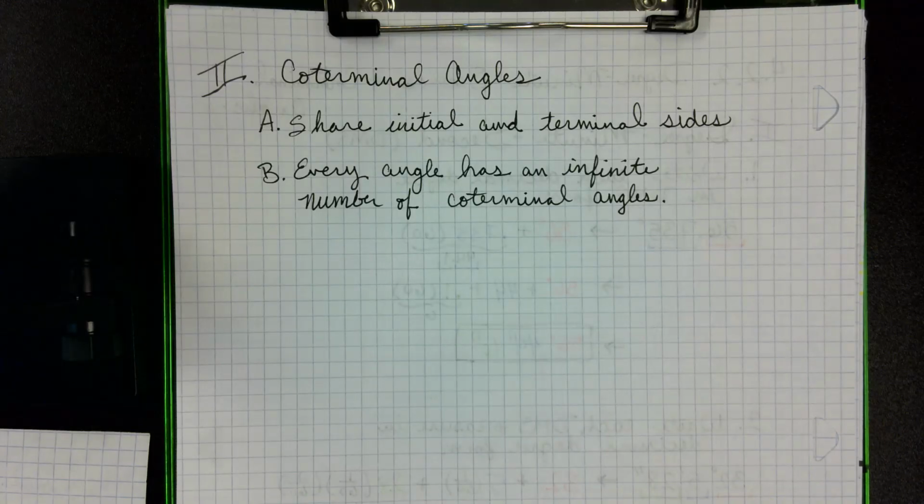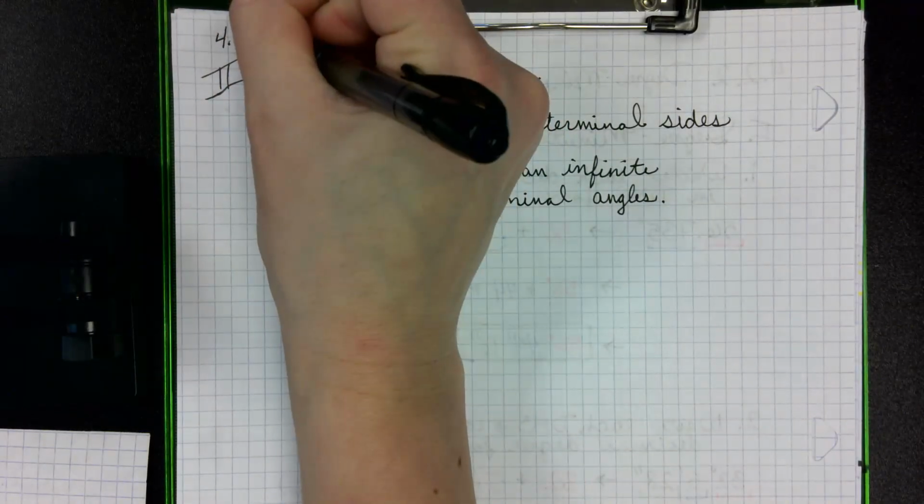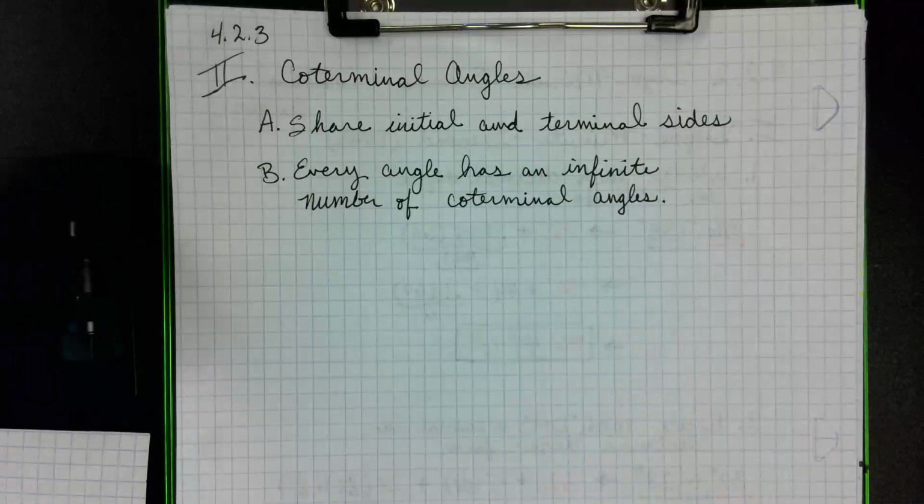All right, so coterminal angles. This is Chapter 4, Section 2, Day 3. Coterminal angles. What are they?